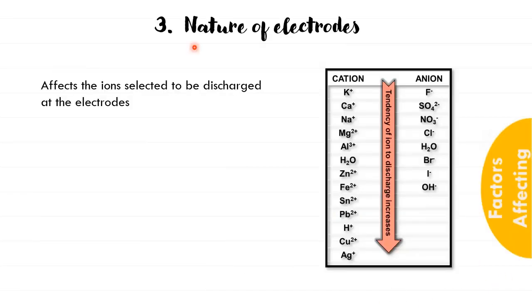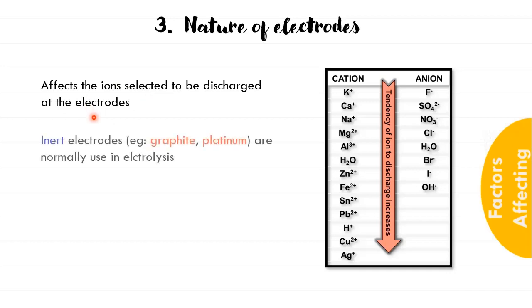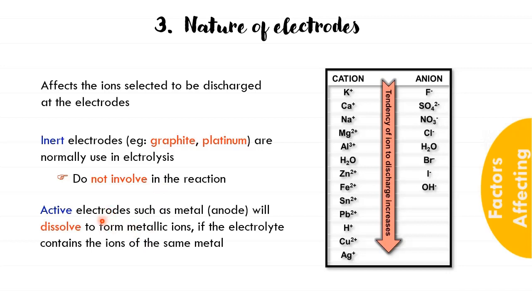The last factor that will affect the discharge of species is the nature of electrodes. They will somehow affect the ions selected to be discharged at the electrodes. In most electrolysis, we'll use inert electrodes because they are not going to be involved in the reactions. But there are also cases where we use active electrodes. This active electrode means they are able to take part in the reactions, as in to be listed as species to be discharged apart from species present in the electrolyte. Examples of active electrodes that may take part in the reactions could be any metal listed here.